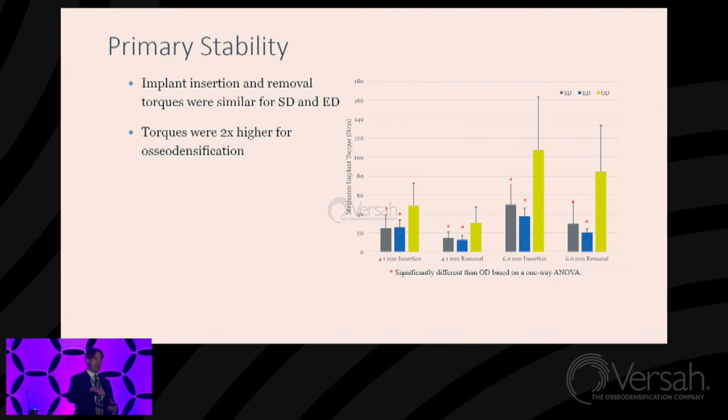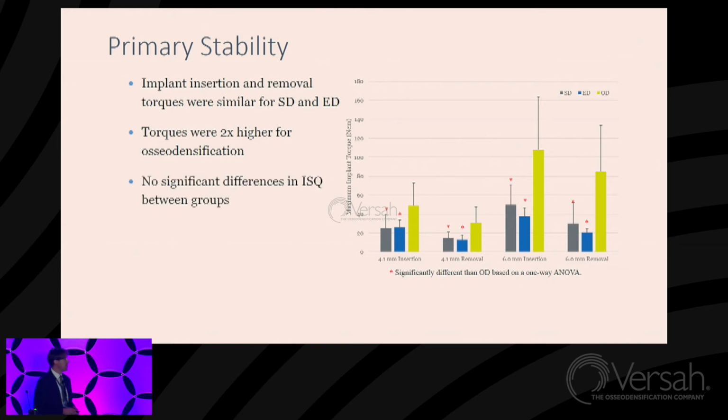So you're not just creating threads when you're reversing back out, but there's actual compression of the implant by the bone that's creating that reverse torque. And so that may be important.